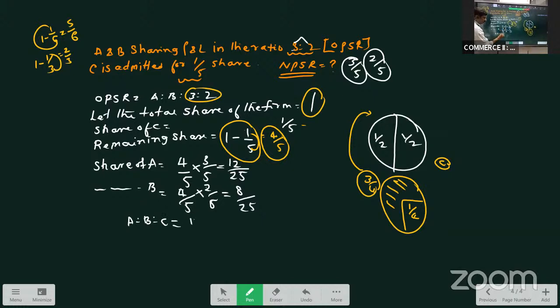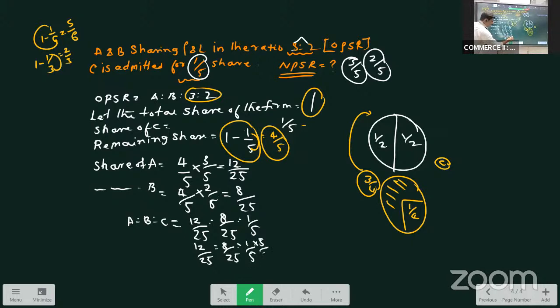What is A's share now? 12 by 25. What is B's share? 8 by 25. And what is C's share we have given? 1 by 5. See here, the denominator should always be equal. So if you take the denominator as 25 for C's share, what we have to do is multiply and divide with 5. What am I doing? This 5, I want to make it 25, because the denominator of all should be the same. Like this one is 25, this one is 25, so this should also be 25. So what I am trying to do is get this denominator 5 as 25.